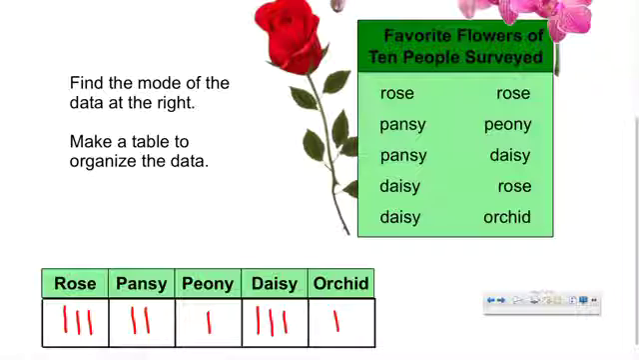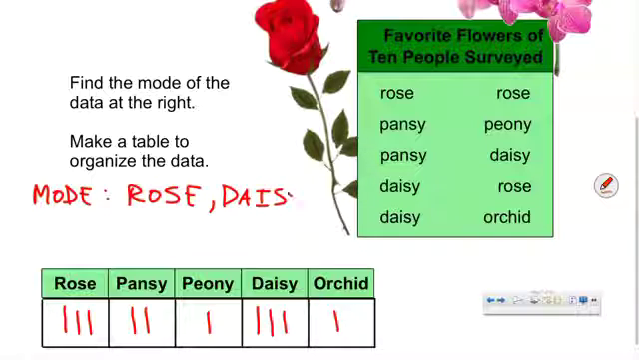So what was my mode? Rose and daisy. Roses and daisies. So my mode is rose, daisy. Any questions? Pretty easy.